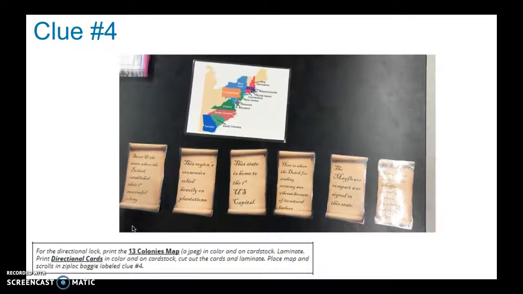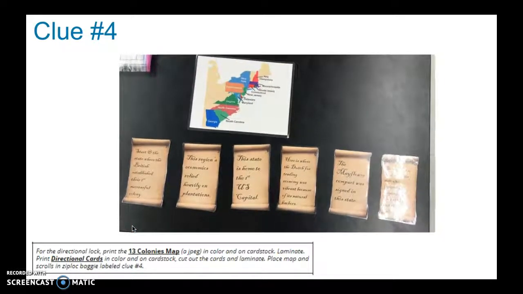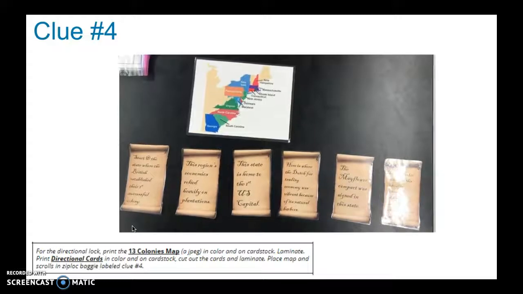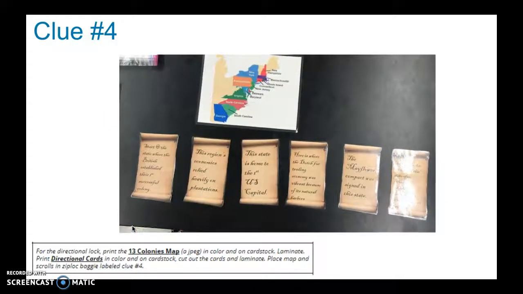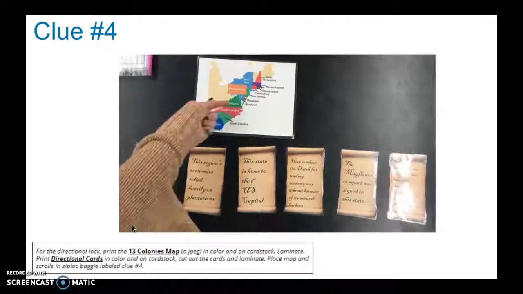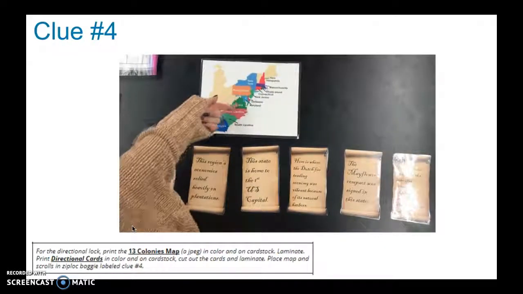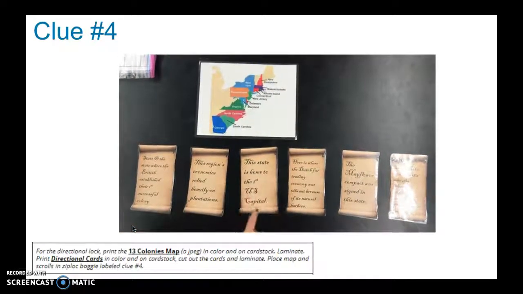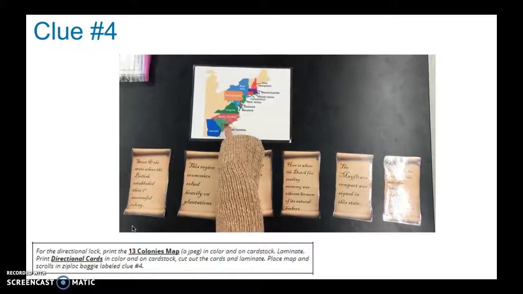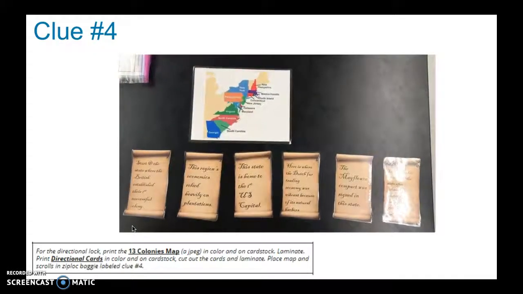Your starting clue: start at the state where the British established their first successful colony, which was in Virginia. This region's economics relied heavily on plantations, which is the southern region, so your first direction is down. This state is home to the first U.S. capital, which was in Pennsylvania, so your second direction is up.